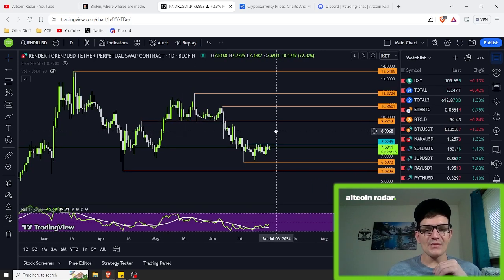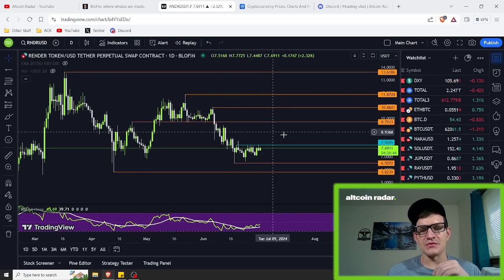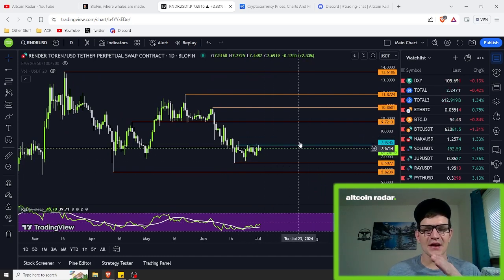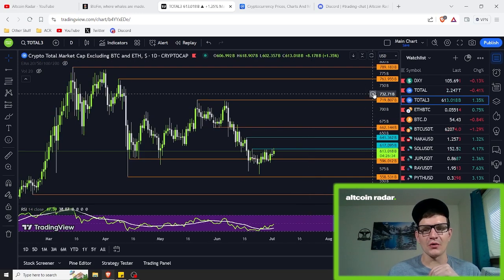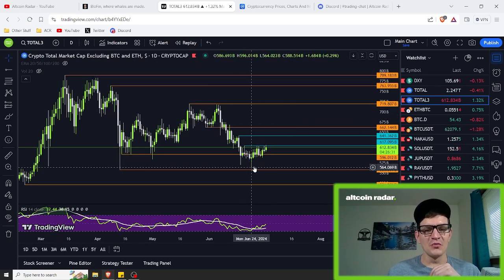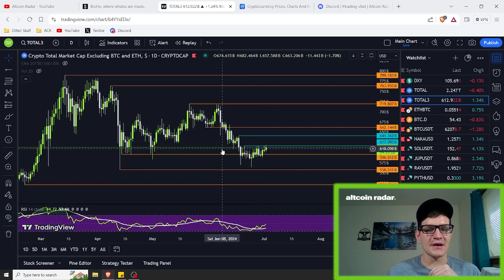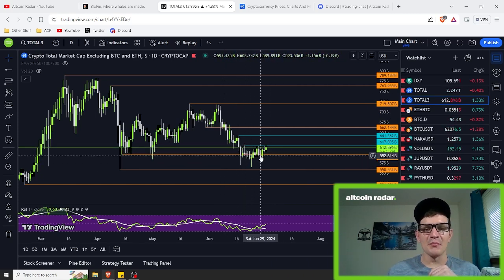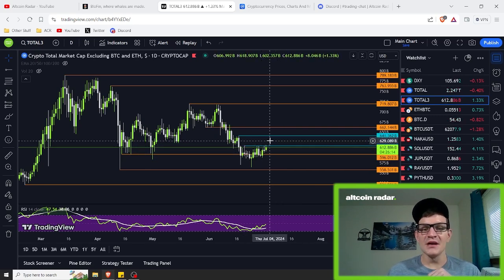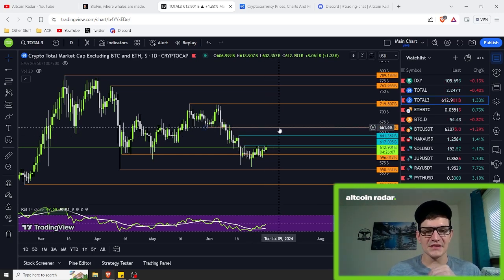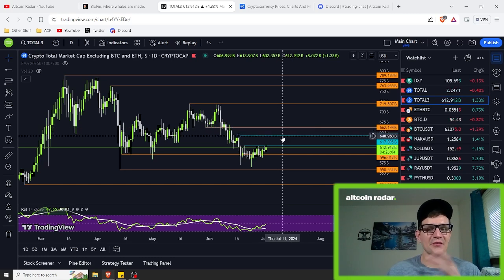As of right now, Render is currently sitting at around the $7.65 area. The overall market for the altcoins has been moving upwards, which has been very nice. We stuck around this $595 billion range for quite some time, but now we are starting to trend upwards. Hopefully we can get past this midterm resistance area of around $617 billion and close above it, and start making our way towards the $641 billion area before going to this next major level of resistance at around $662 billion.